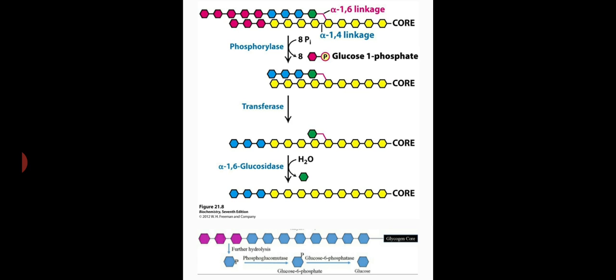First, the transferase activity, in which the enzyme removes the terminal 3 of the remaining glucose residues and transfers this trisaccharide moiety intact to the non-reducing end of another branch. Second, the remaining glucose residue, which is still attached to the main chain, is removed by an alpha 1,6 glucosidase activity of the same debranching enzyme.